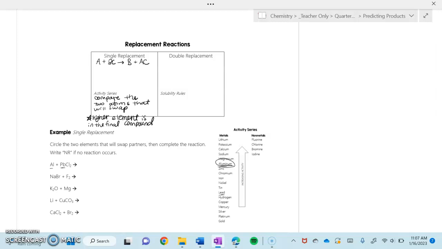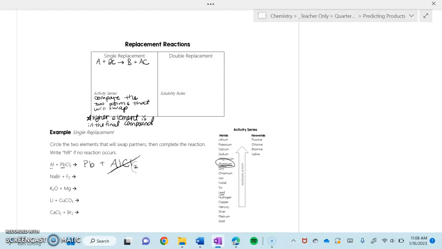So to write our new products, we know that aluminum is going to bump out the lead, and the aluminum is going to take the place of the lead. Now, I often see students just copy down exactly as they saw the compound from the beginning, including subscripts. However, that is not correct. The way that we write ionic compounds does not change from earlier in the semester, where we look at the ions and do the swap.